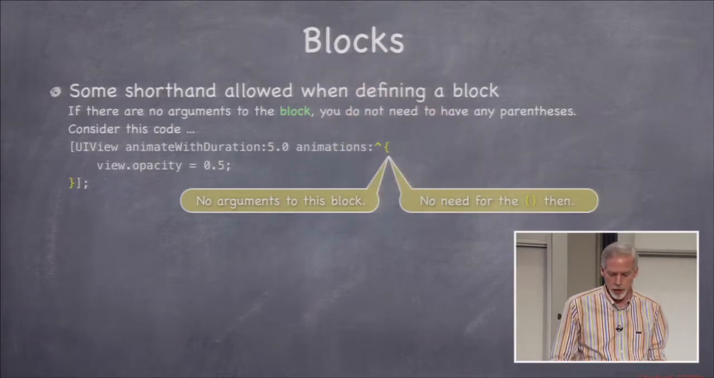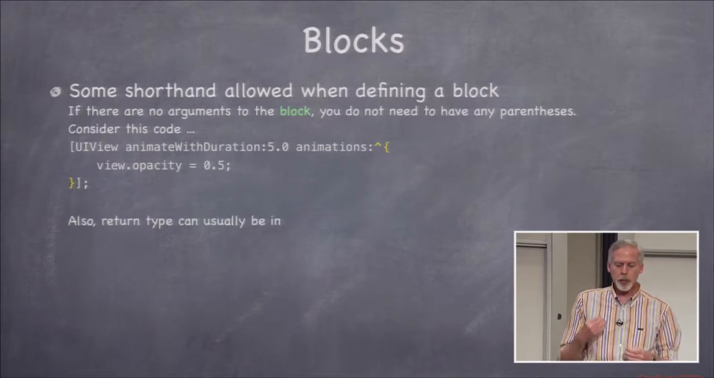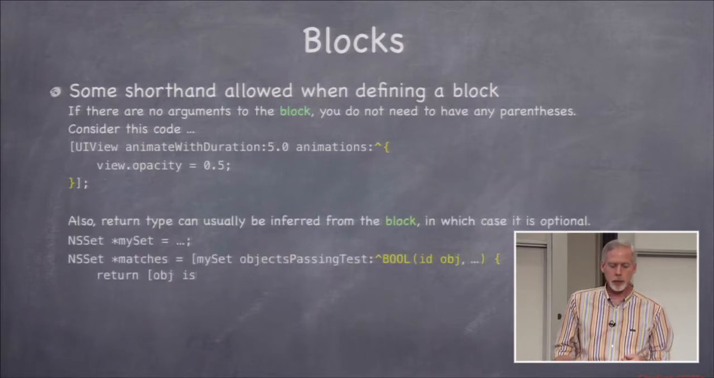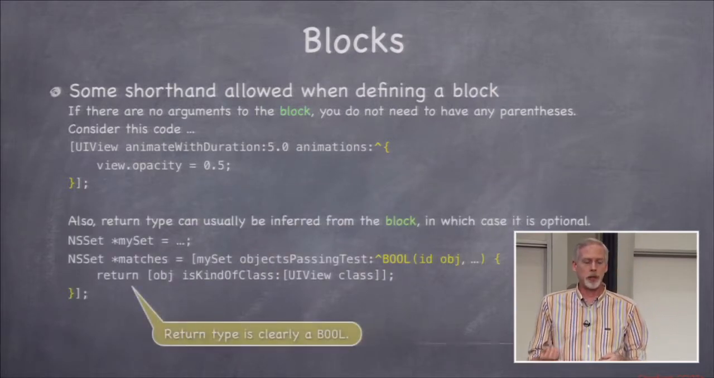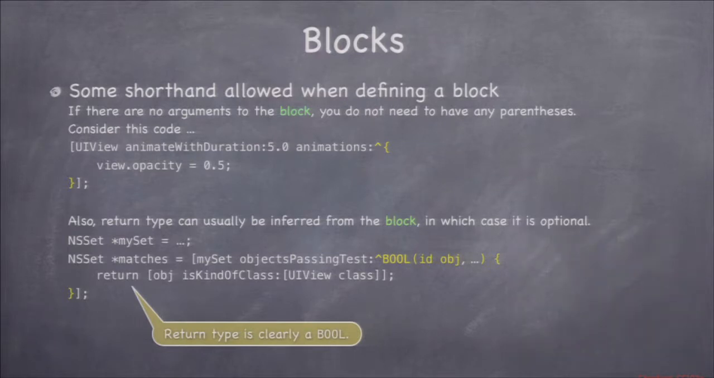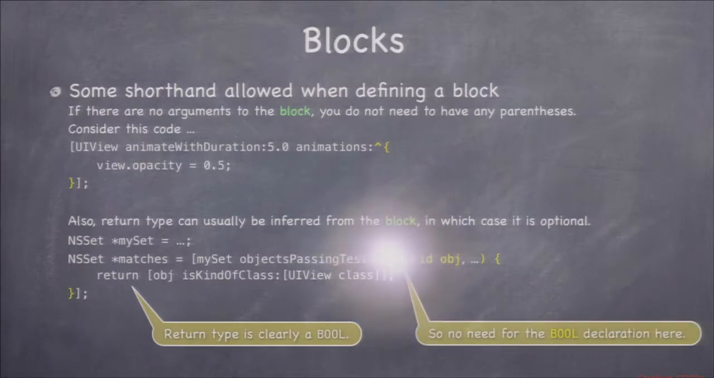Okay? You can just leave those off. And similarly, if the return value of the block can be inferred from the contents of the block, right? This block, which is the first time you've seen a block with a return value, returns a bool. In this case, return obj is kind of class UI class, definitely going to return a bool. You do not need to put the bool there. In other words, if it can be inferred, it'll figure it out for you. Okay? So it's just to clean up the syntax, so you don't have to put the bool in there all the time.